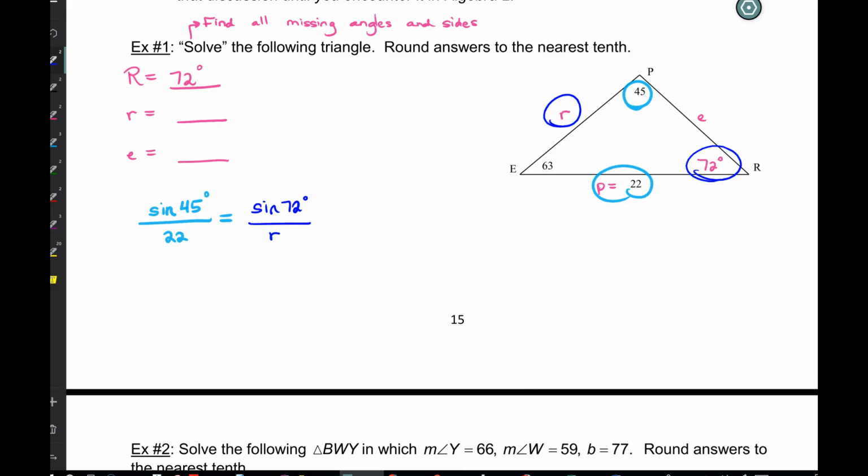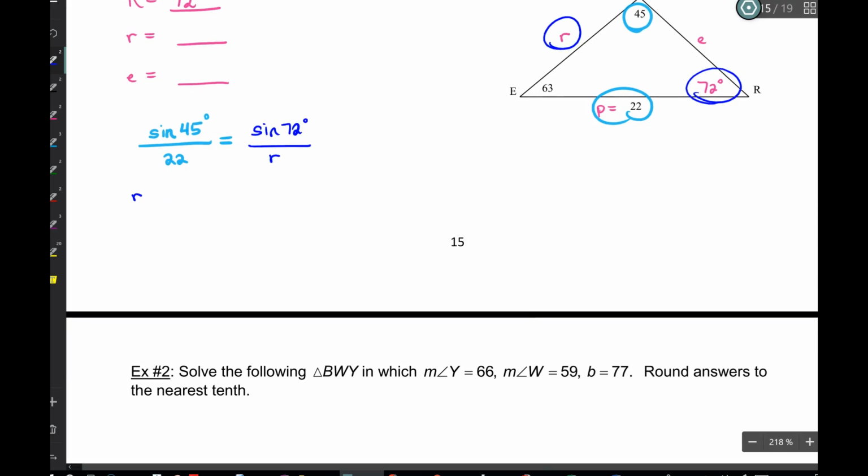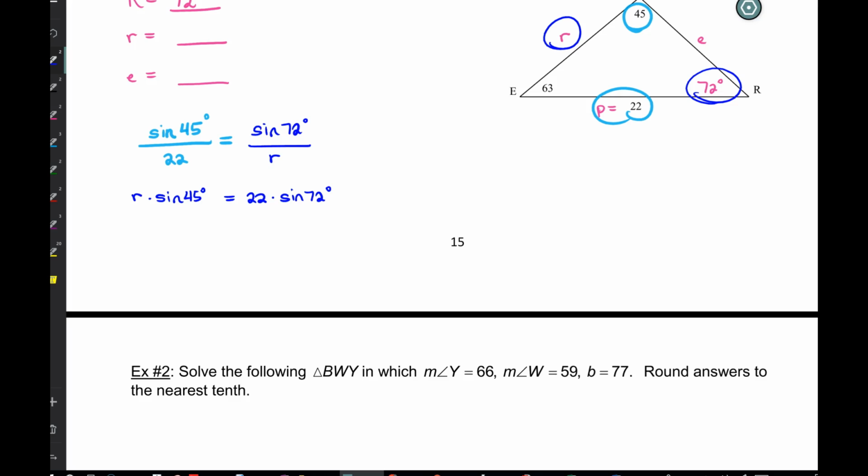Now, you could type these into your calculator, but I want you to save that for the very end. So here I have r times sine of 45 equals 22 times the sine of 72. I want you to get in the habit of just solving it first. Just treat those sines like some number. We'll figure that out when we type it in. How do we isolate r now? We divide by that whole thing, sine of 45 degrees.